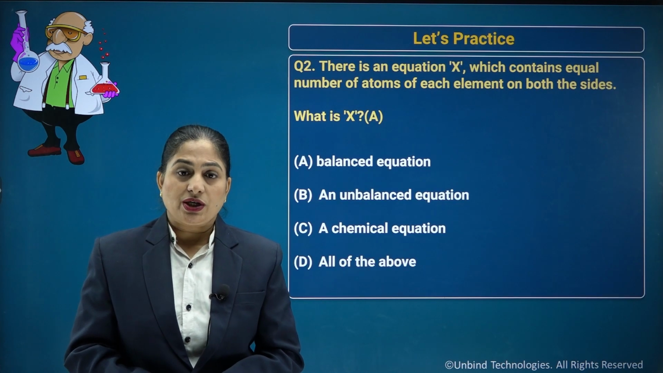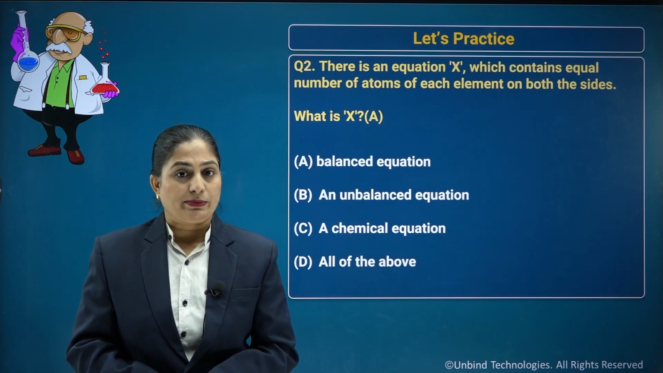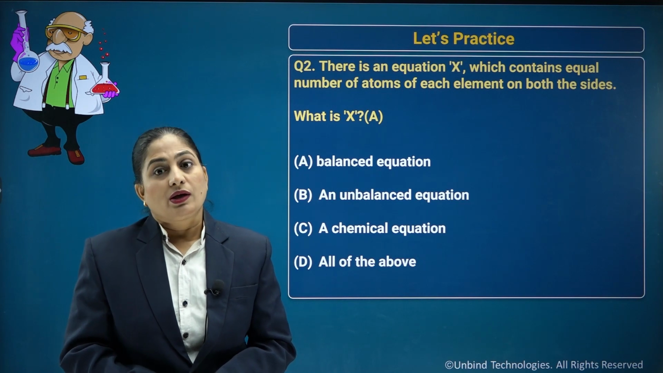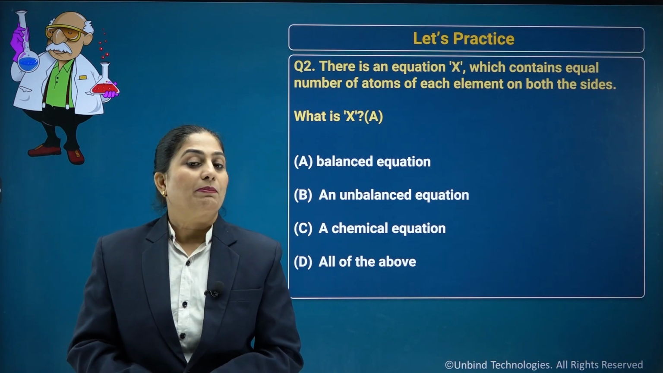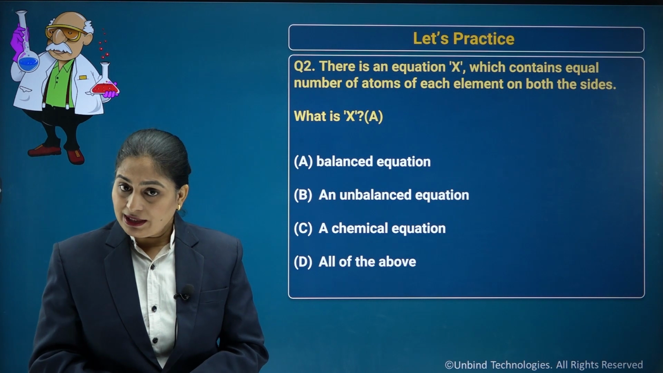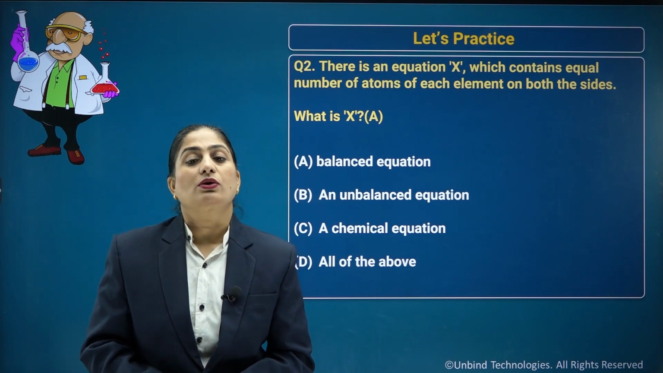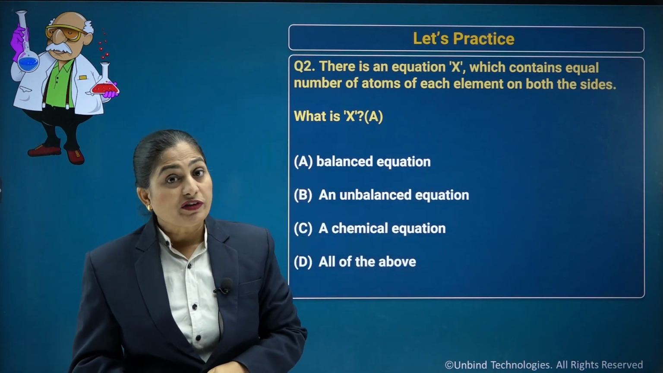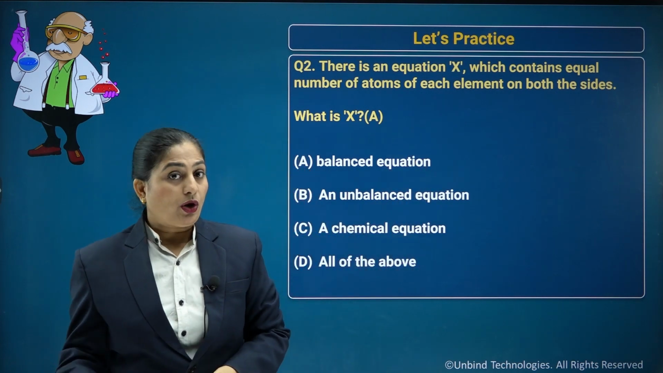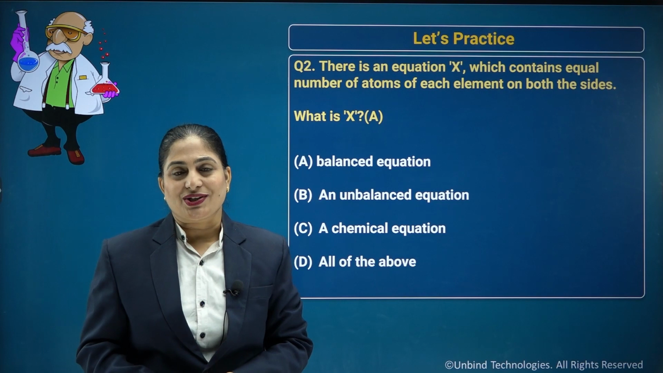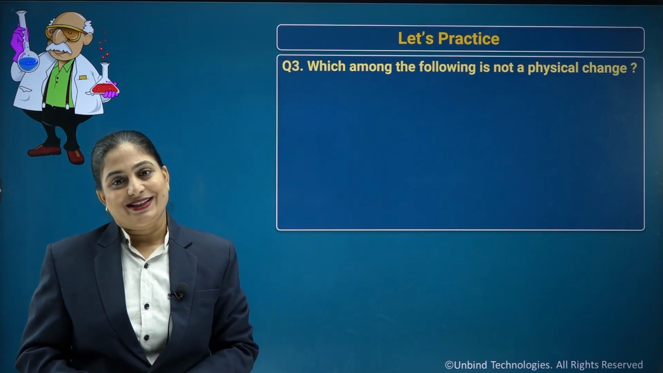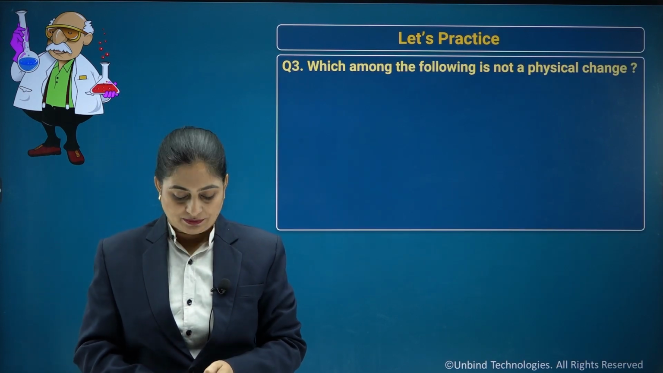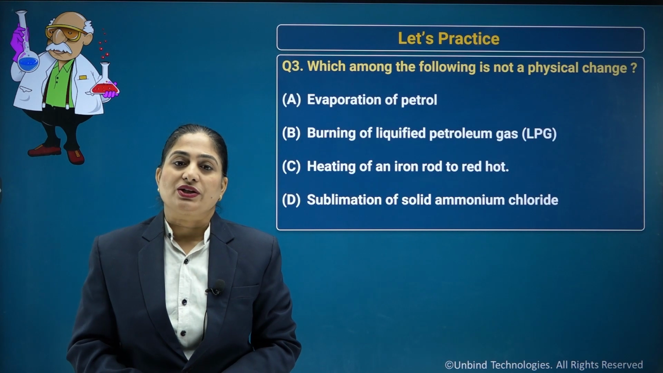There is an equation which contains an equal number of atoms of each element on both sides. What do we call that equation? A balanced equation, or an unbalanced equation, or a chemical equation, or all of the above. If I am saying that it has an equal number of atoms of each element on both sides, we call that a balanced equation. Yes, option 1 is correct. So we call it a balanced equation.